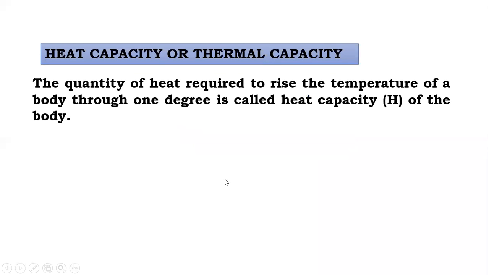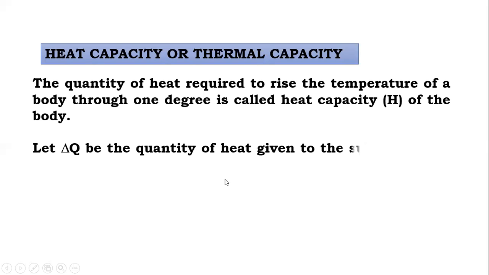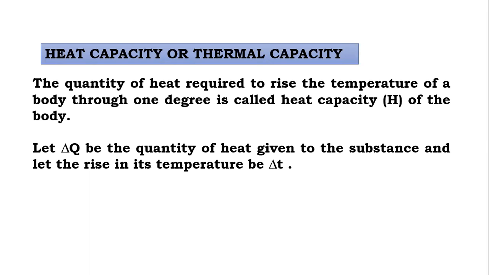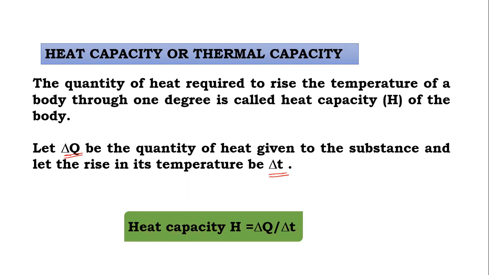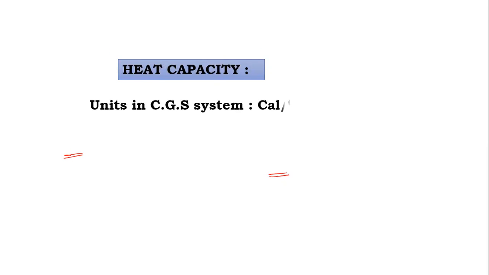Now, the formula we can write. If I consider here delta Q is the quantity of heat given to the body and delta T is the rise in temperature, then heat capacity is given by the formula delta Q by delta T. So here, delta Q divided by delta T is the heat capacity.